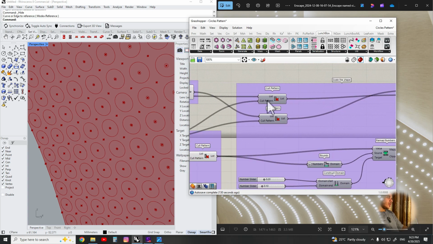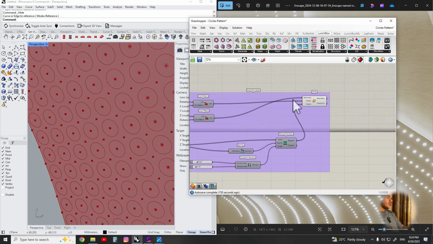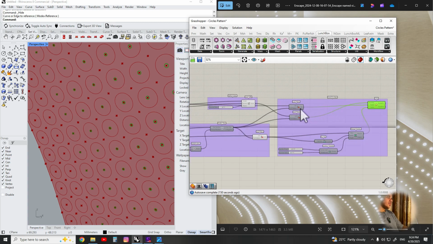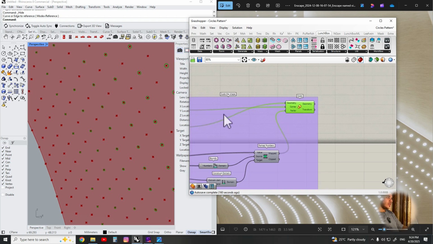Then after that, apply it in Cull Pattern. I used Cull Pattern three times to exclude the circles or the pattern which I don't need. So at the end, I can have the fourth part. If you hide this one and this one, you can see the scale over here.